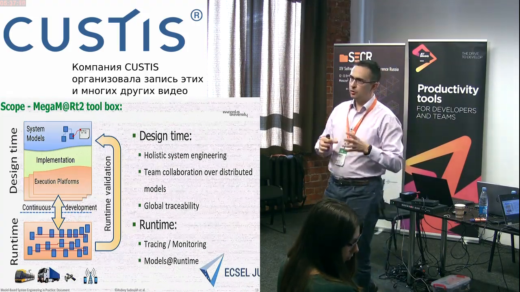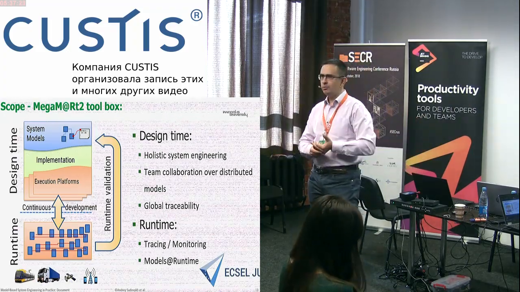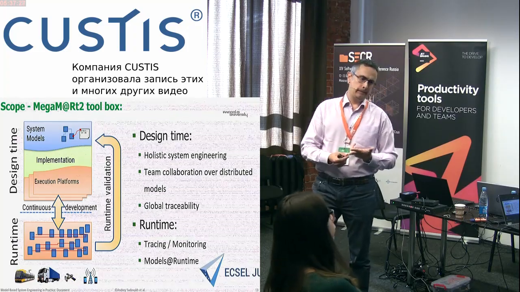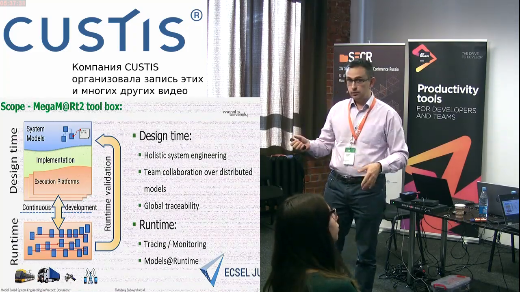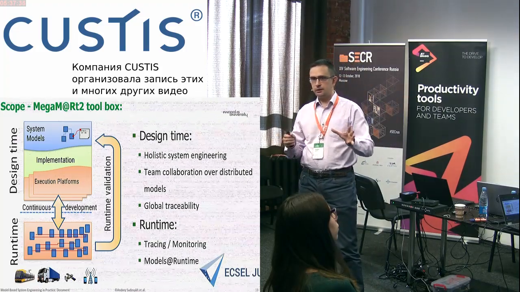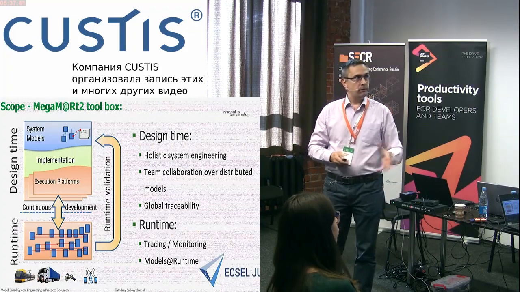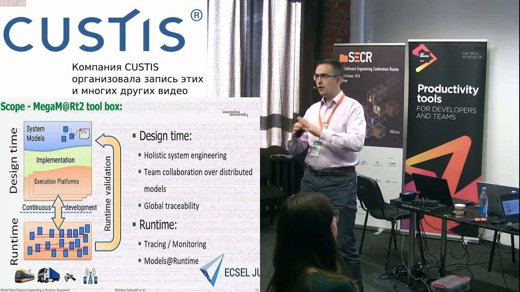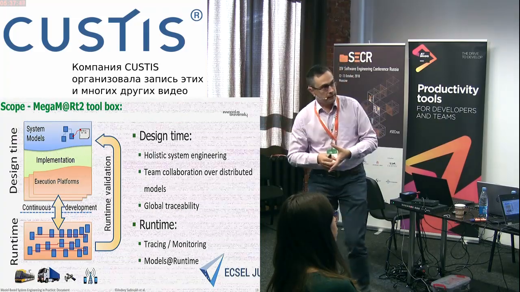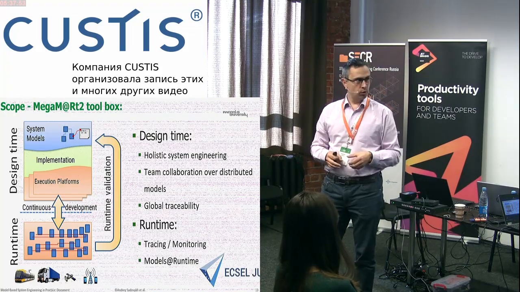And the basic approach, we want to build a toolbox for our customers, which are numerous. So we'll see there is Bombardier, Volvo, Scania, Thales, Tecne, Nokia, and they all have different approaches, practices for system engineering, for managing different things. So what they want is holistic system engineering, team collaboration over very huge and distributed models, right? Global traceability for all the modeling artifacts and artifacts in the engineering process, right?